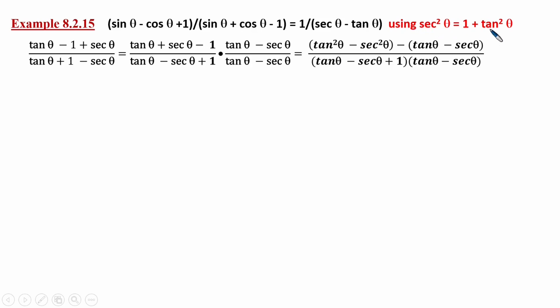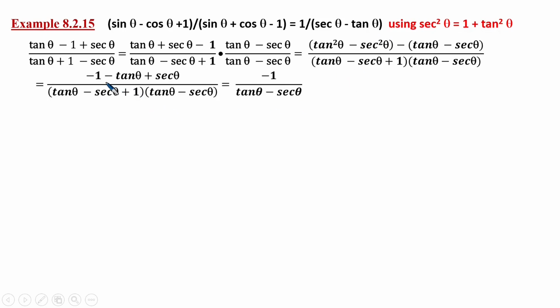Now I use this condition, that is tan square theta minus sec square theta is minus 1. This one will go here. So I write here minus 1 and minus tan theta sec theta. Now this is minus, I take it out common. So I will have plus 1 plus tan theta minus sec theta. So this and this will get cancelled. So I have minus 1 times this.